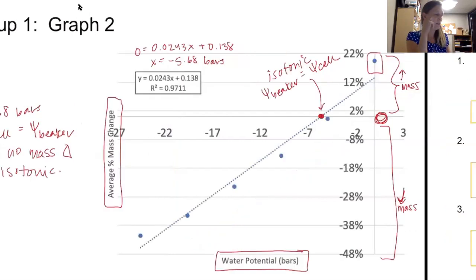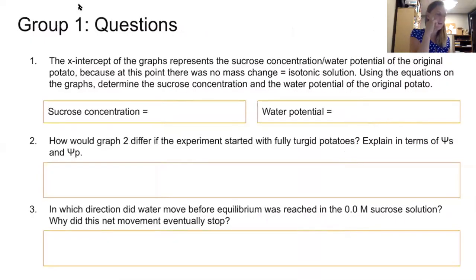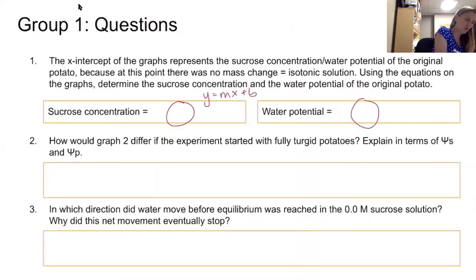All right, so let's talk about these questions. So again, we talked about how we calculated these two things using y equals mx plus b. You put 0 in for y, and then you solve for x, right? And that will give you either sucrose concentration on the first graph or water potential on the second graph. Don't forget your units. Sucrose concentration was moles per liter, molarity. And for water potential, we're talking about bars.